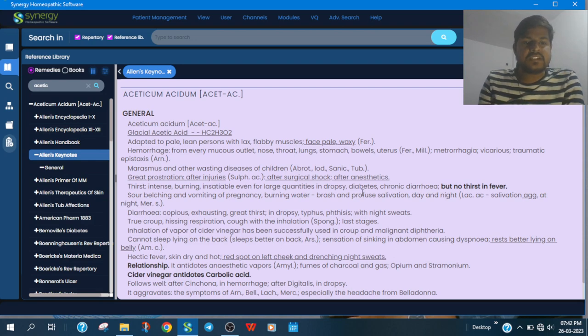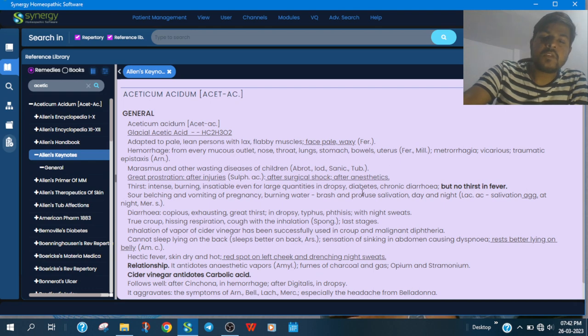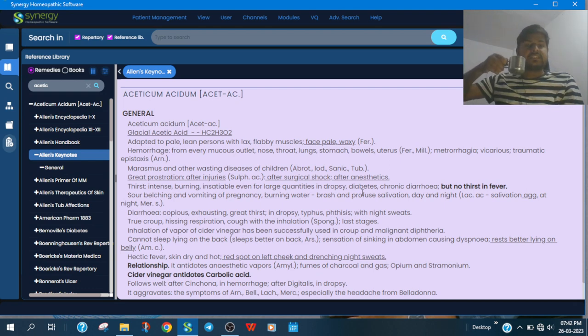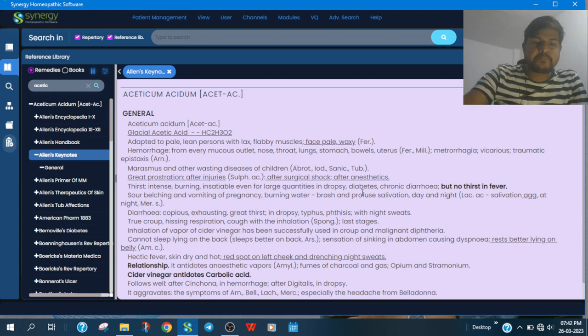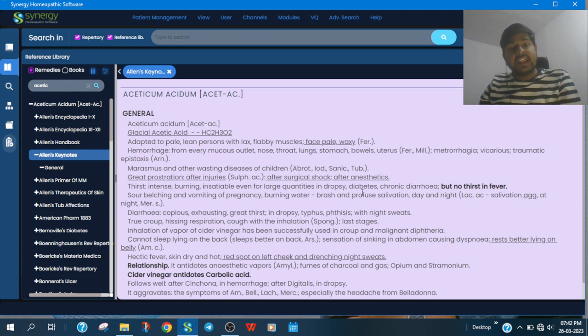Okay, next. Thirst, intense burning, insatiable even for a large quantity, of dropsy, diabetes, chronic diarrhea, but no thirst in the fever. Okay, the only symptoms that have been given in this remedy. Next, sore blenching and vomiting of pregnancy, burning water brash, and profuse salivation day and night. Lactic acid has also the symptom, profuse salivation of day and night, salivation aggravated at night, Merck salt.